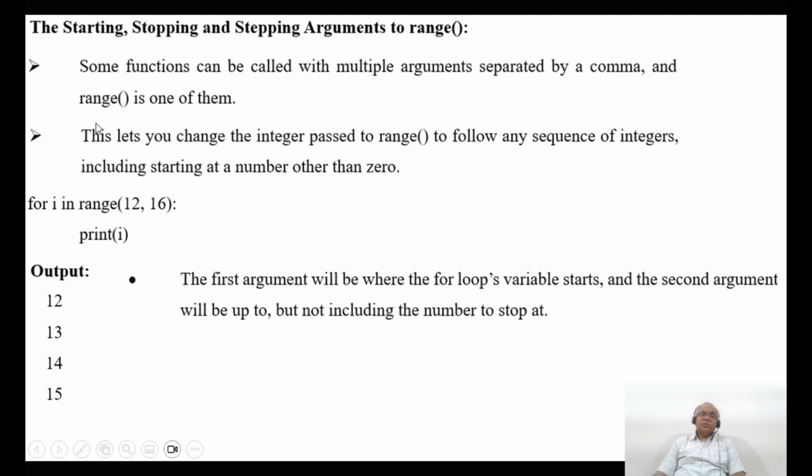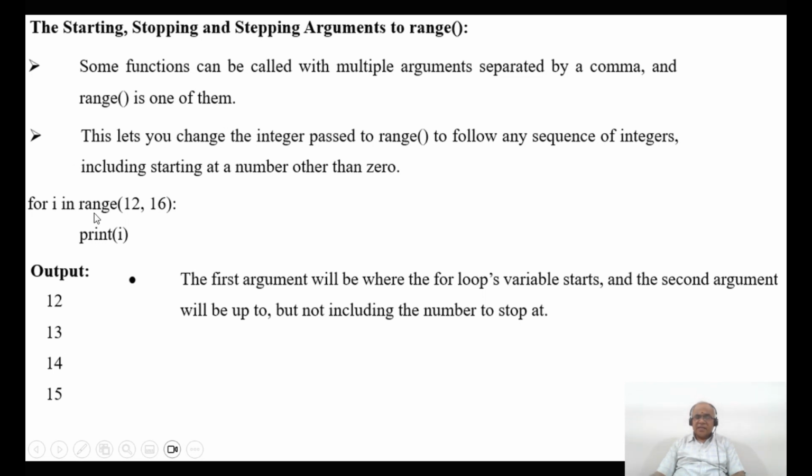In this case also, the starting number is 12 and the ending number is 16, which is not included, so you will get up to 15. Since the stepping argument is not given, it will always take 1. First, i is equal to 12. Is 12 within 16? Yes, so print i, which prints 12. Then it goes back and increments by 1, so 12 plus 1 becomes 13. Is 13 within 16? Yes, so print 13.